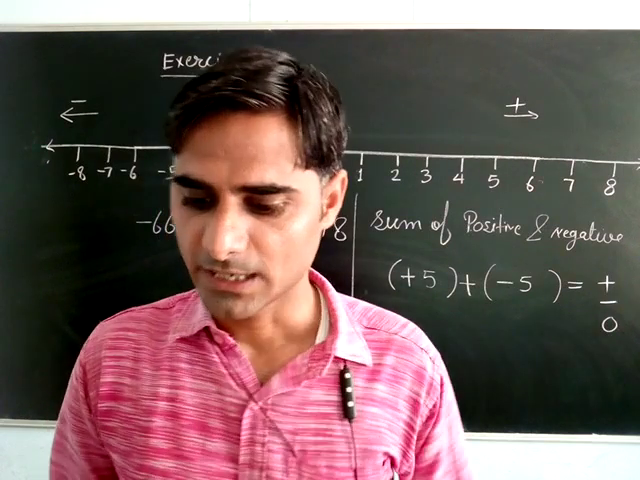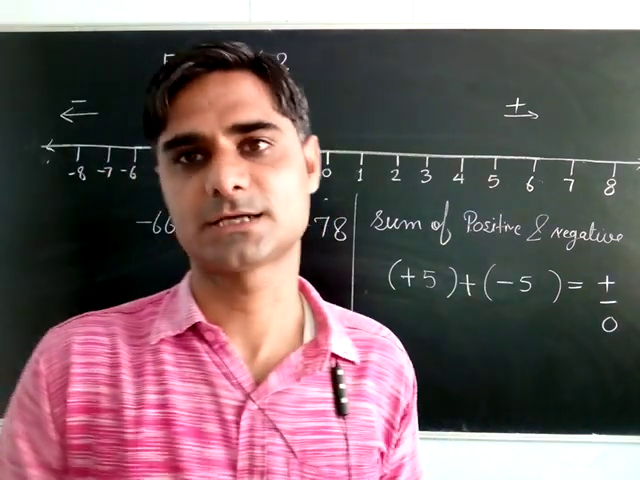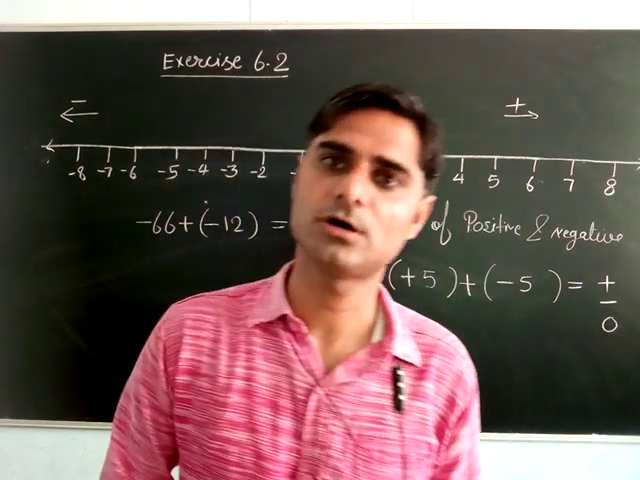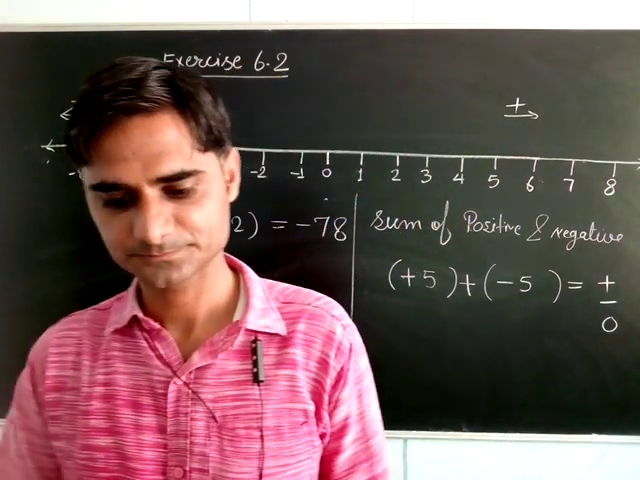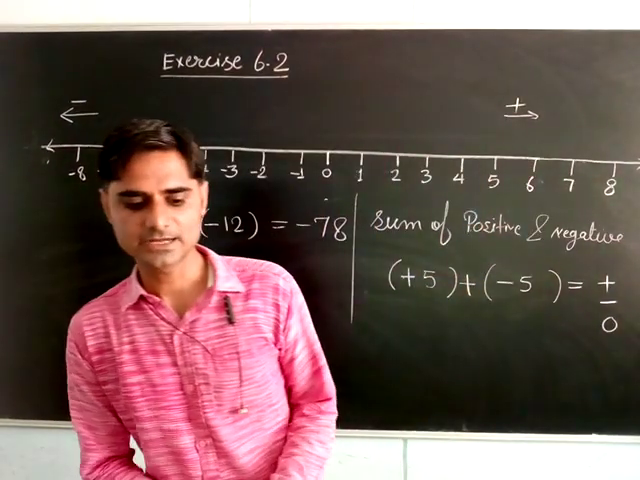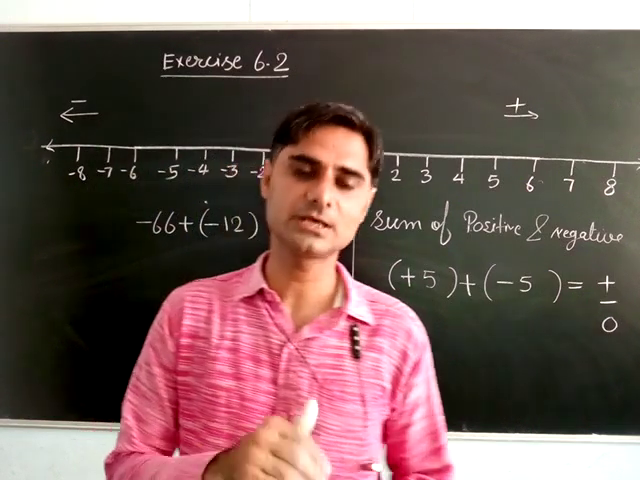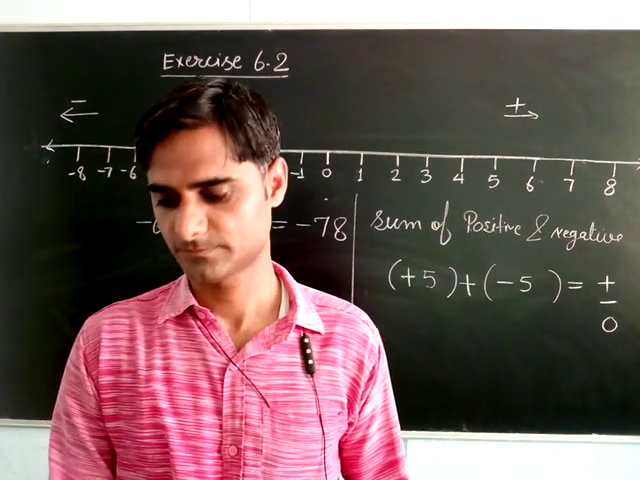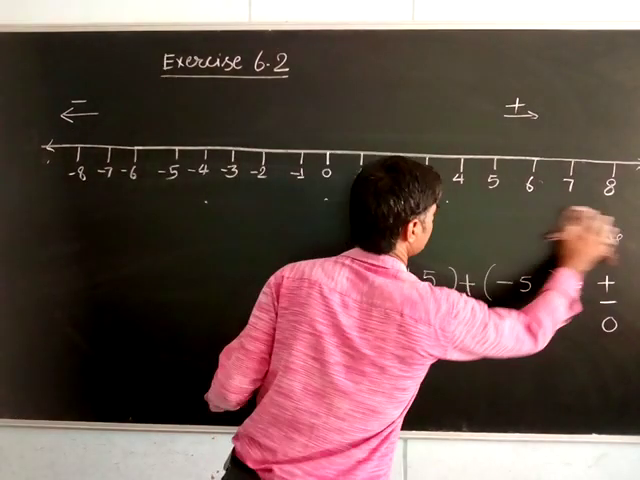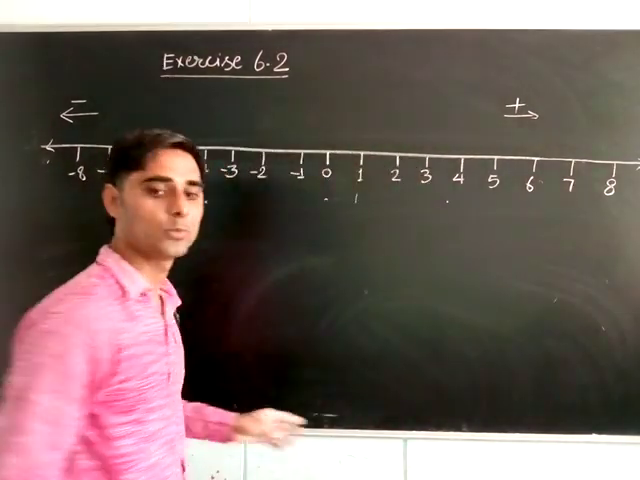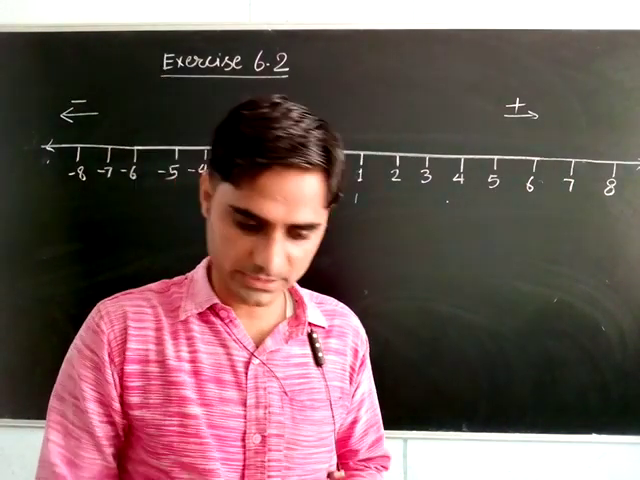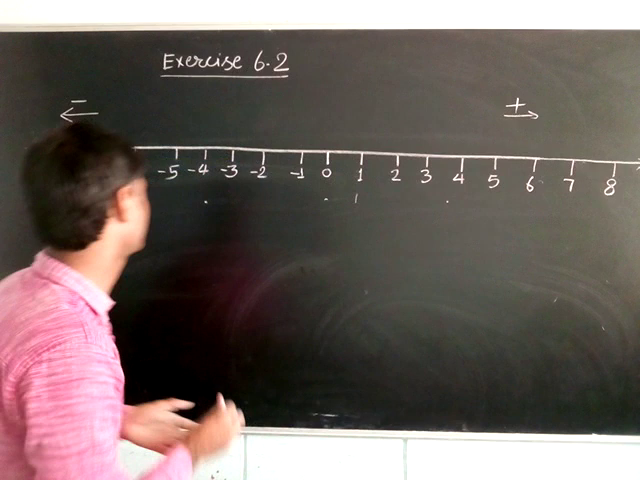So in this one, option C is correct. That is positive or negative or 0. Done? Now next, using the number line, write the integer which is 3 more than minus 9. So how to write? Always keep it in consideration: more means plus, less means minus. It is written here, 3 more than minus 9.